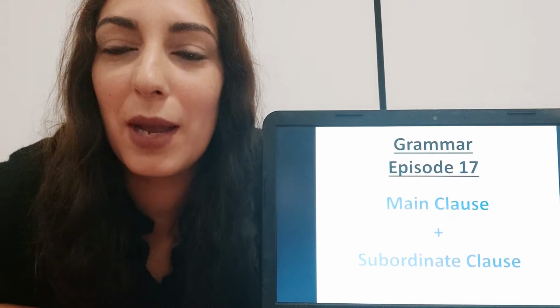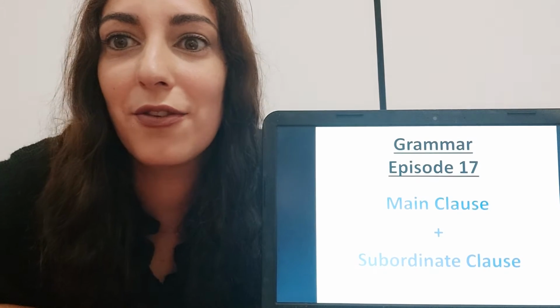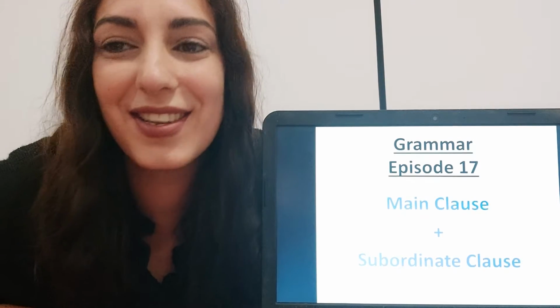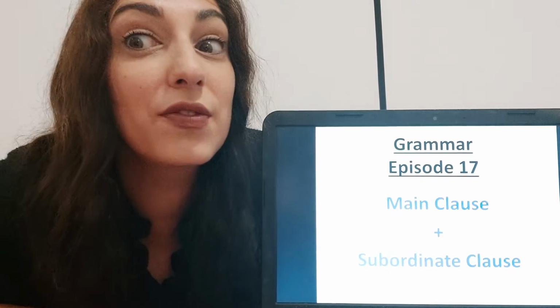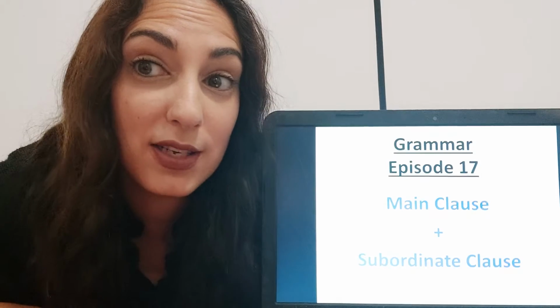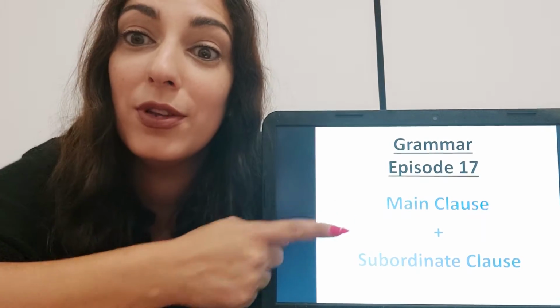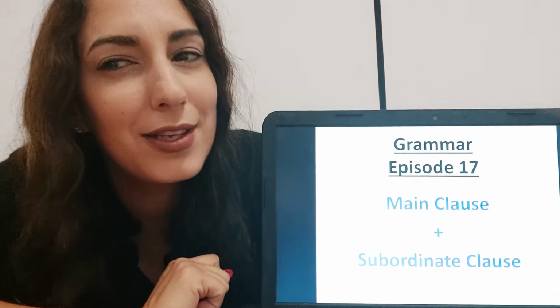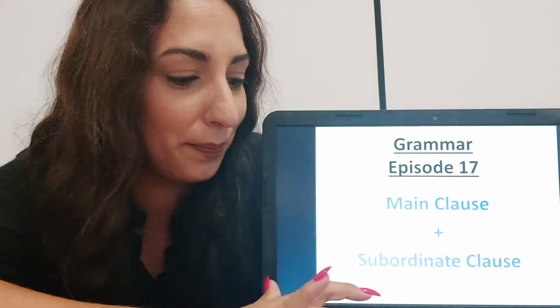Today we're going to be talking about how to make a nice, full, complete sentence that not only makes sense, but is very interesting as well. To do this, we're going to look at two parts of a sentence, a main clause and a subordinate clause. Let's find out what each of these words mean.